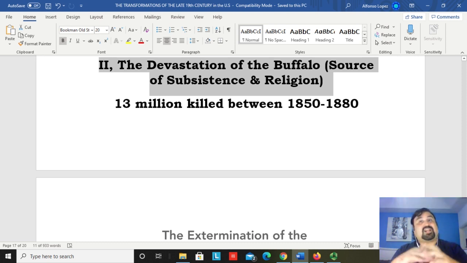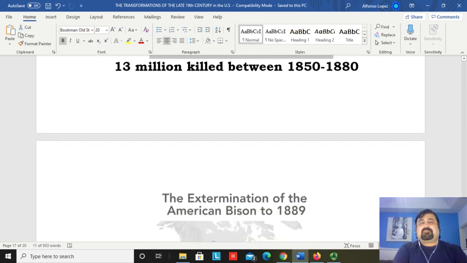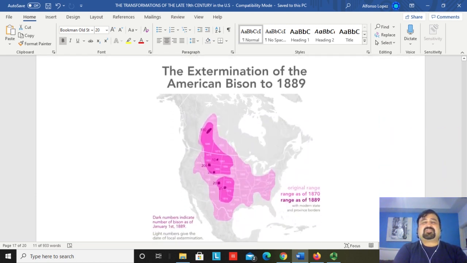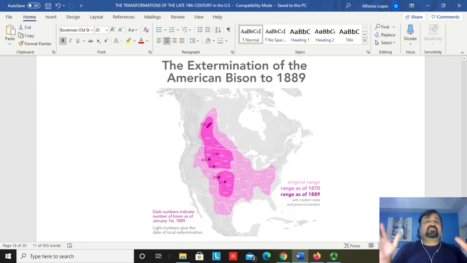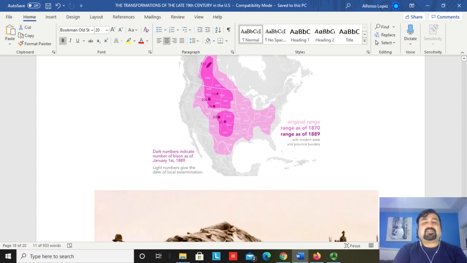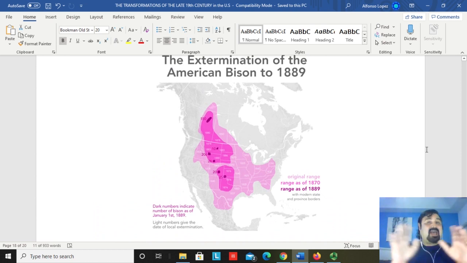The buffalo was the god, the main god in many cases, of many of those societies. So again, 13 million buffaloes were killed between 1850 and 1880. This was the so-called extermination of the American buffalo, or bison. By 1889, there were just a few thousand left, perhaps anywhere between 5 and 10,000 buffaloes.